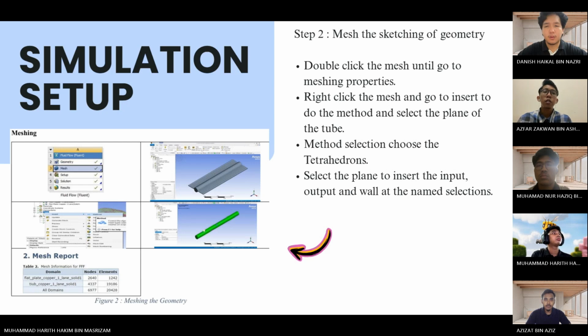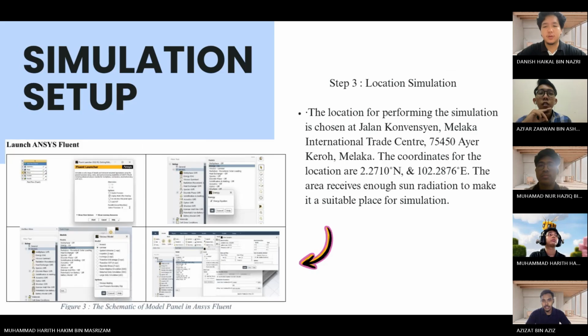Next, step 2. Mesh the sketching of geometry. Double-click the mesh to go to meshing properties. Right-click the mesh and go to insert method and select the plane of the tube. For method selection, choose tetrahedrons. Select the plane to insert the input, output, and wall at the name selections. Next.